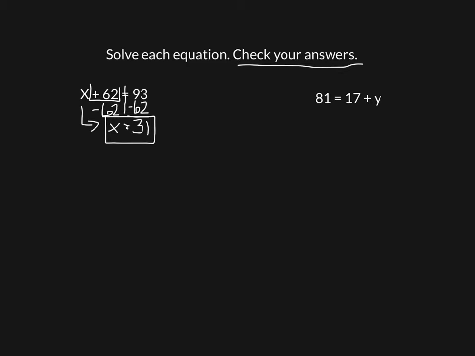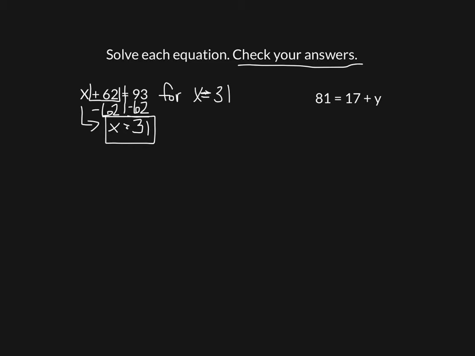Now to check my answer, I'm going to solve x plus 62 equals 93 for x equals 31. Okay, so before, they gave us what x was, or at least we had to check to see if that's what x was. But now we're figuring out what x is equal to, and then we're going to check our solution to see if we're correct.